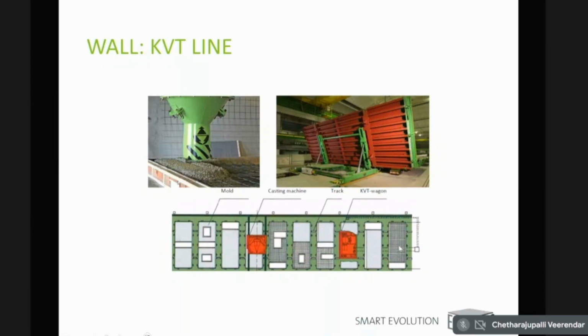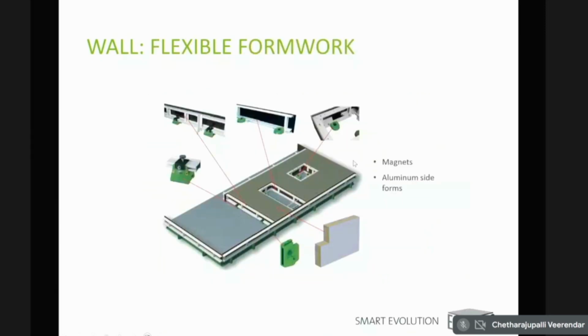So this is the complete series of tables, on top of which there is a casting machine, and then there is something called a wagon if we are talking about a semi-automated system, and sometimes we are only having mechanical tilting as well. Walls are produced on the table using aluminum shuttering and magnets that help you to produce different elements with different sizes.